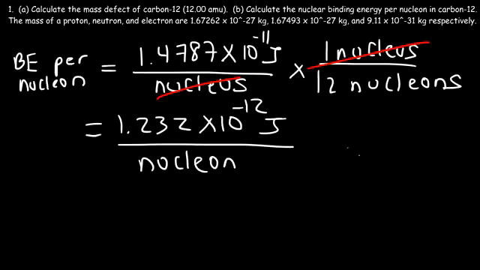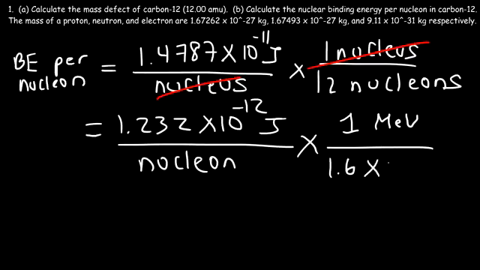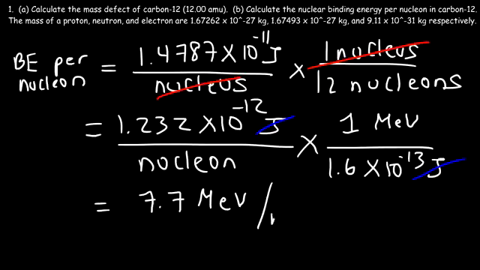If you need to do that, you can use this conversion. 1 mega electron volt is 1.6 times 10 to the negative 13 joules. So the unit joules will cancel, and let's go ahead and divide these two numbers. So you should get 7.7 mega electron volts per nucleon.